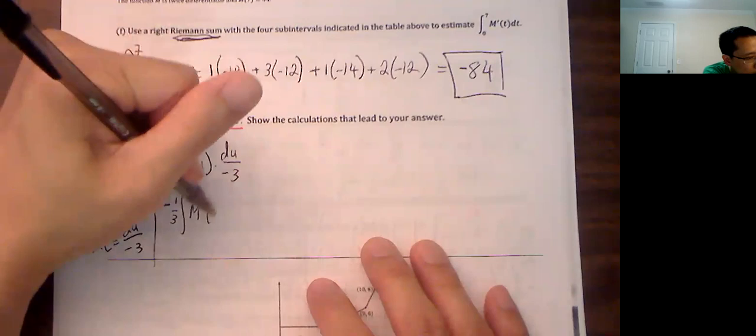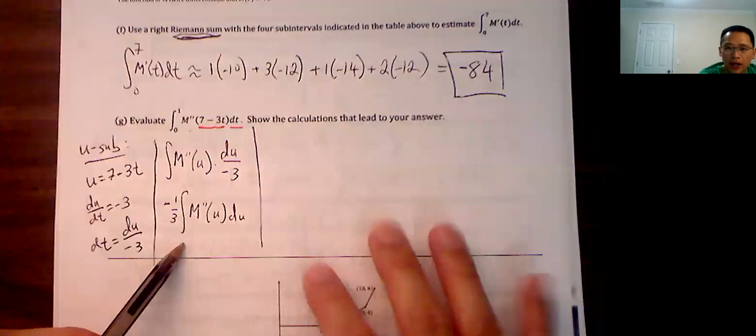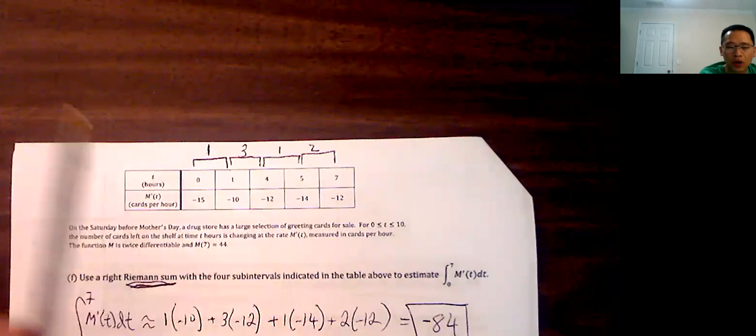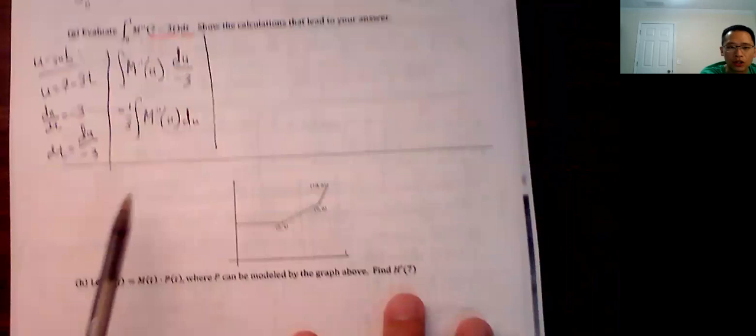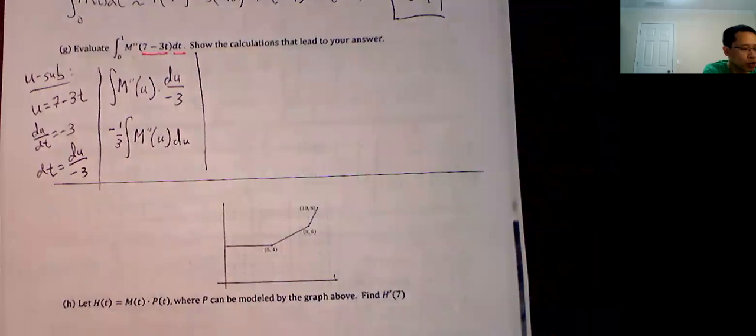Okay, m double prime. Now if you look, we have nothing that deals with m double prime. So we don't have a table of values to use. We don't have a graph. We don't have a function. So we really need to convert this m double prime into another function. And this is where the first theorem comes in, right?